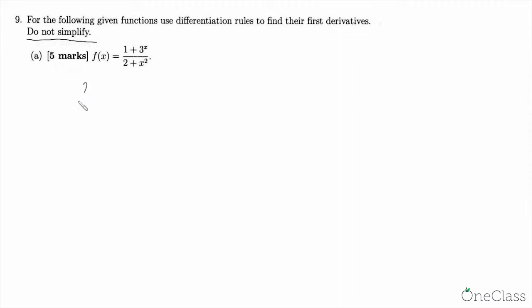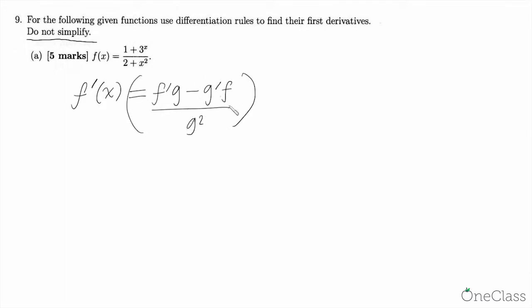We're free to use our differentiation rules. Well, we have a quotient, so f prime x is just going to be, using the quotient rule, f prime g minus g prime f over g squared, with the arguments x. I just didn't put them in, but you know what that is.